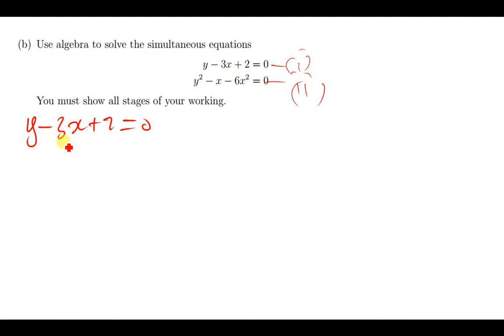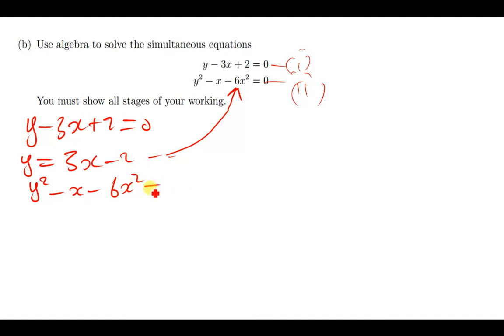So take everything to the other side of the equal sign and just leave y alone on this side. So we have y will be equal to 3x minus 2. So this one is straightforward. We can now replace it in equation 2. So where there is y, we're going to put 3x minus 2. So we're going to have the equation y squared minus x minus 6x squared is equal to 0. So where there is y, I'm going to put 3x minus 2. So this will be squared, then minus x minus 6x squared is equal to 0.